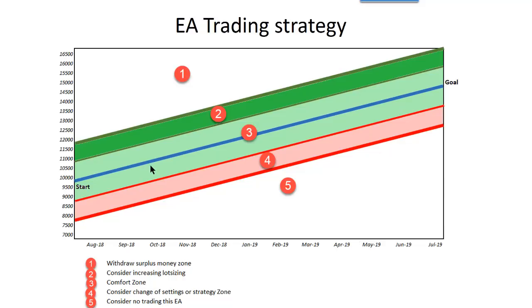So obviously the sizes of these zones will differ from trader to trader. Some are happy to give the price a lot more room than others. Conservative traders will have very tight zones. Aggressive traders will have wider zones. But it's important that you do this process. Now, I hope this gives you some idea as to what you should be doing when trading any EA, so that your decision making is pre-made.